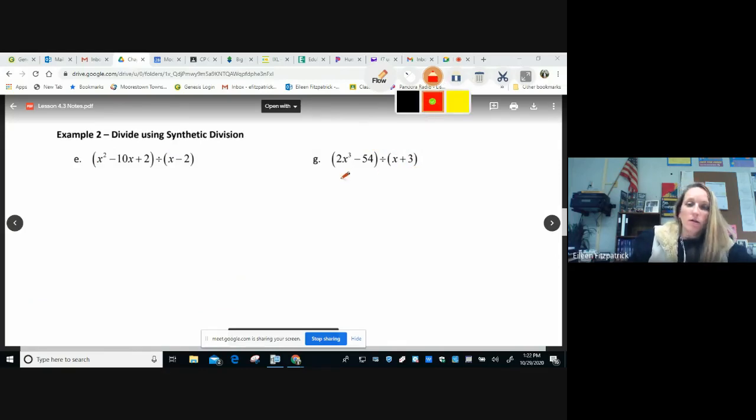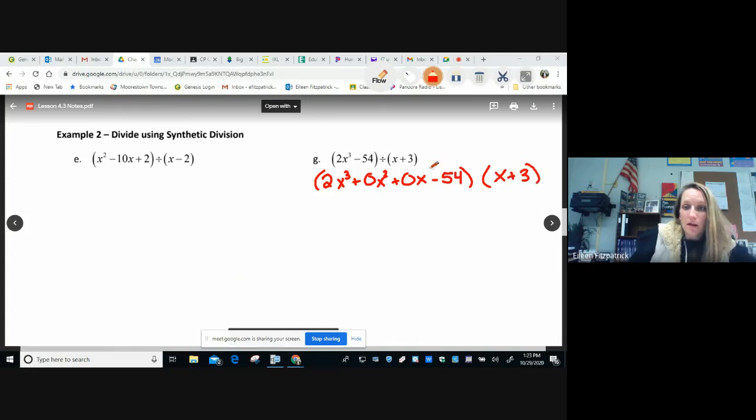So first off, this one's a little bit different just because I'm missing some terms here. I go from x cubed all the way down to the constant. I need to fill in my placeholders. So it's 2x cubed plus 0x squared plus 0x minus 54. And we're dividing by x plus 3. So because we're in the form of x minus k, I can use synthetic division. What's the k value? Think about what number was plugged in here. It's a -3, so that number goes out front.